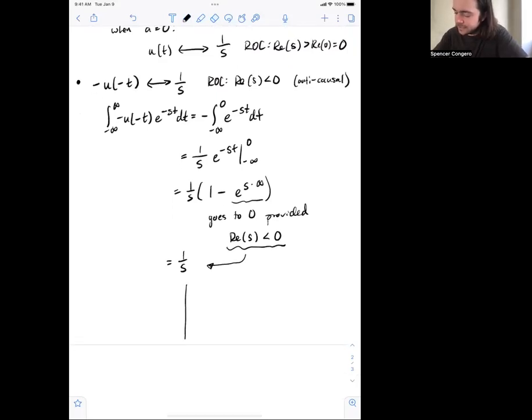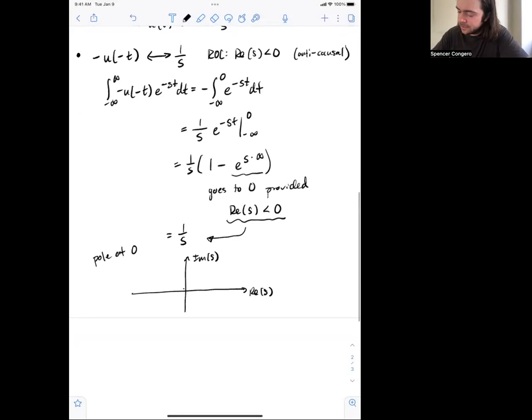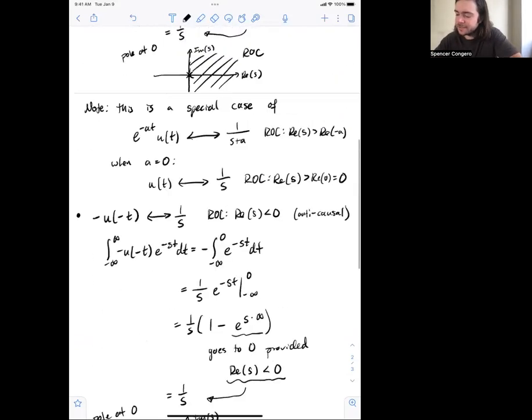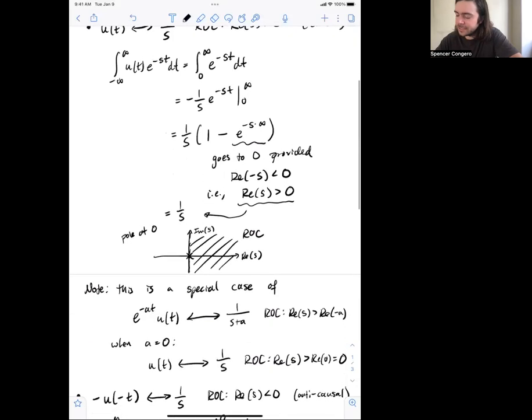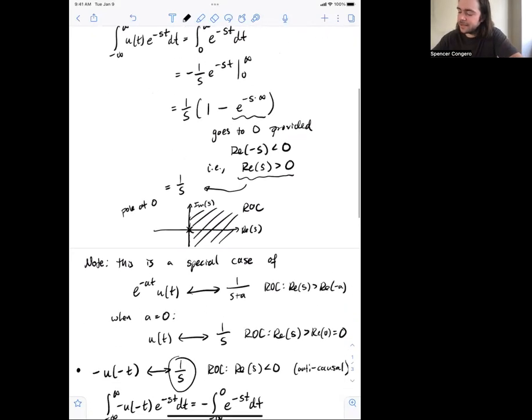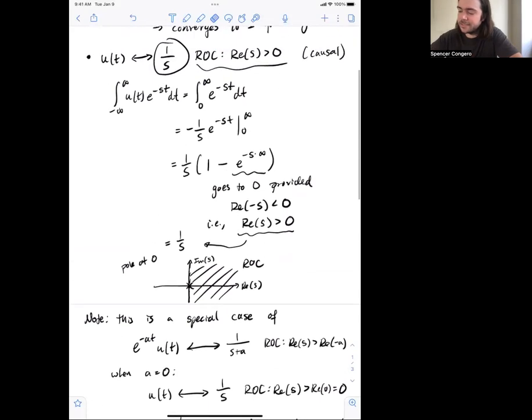Okay, so let's draw this region of convergence as well. There's a pole at s equals 0 right there, and the real part of s being less than 0, that's our ROC, is right there. So there's our ROC in that case. All right, so now we have the causal and anti-causal versions. Again, if someone asked you what's the inverse Laplace transform of 1 over s, you wouldn't be able to answer. They have to tell you the ROC, and then you'll know whether you're in the causal or anti-causal case.